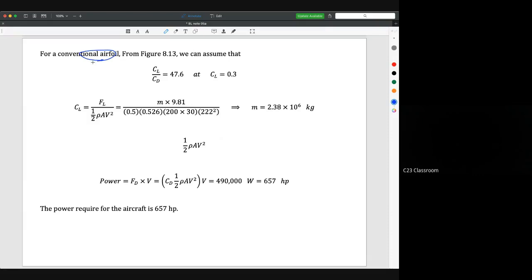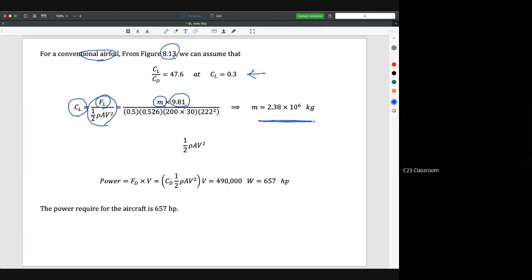From figure 8.13, we could assume that CD over CL is 47.6 and the lift coefficient CL is 0.3. Then we could calculate the mass by equating the CL here, 0.3, with the lift force over 1/2 rho A U squared that we have. The lift force can be reflected with the mass times gravity, and then we could calculate the mass, which is 2.38 times 10 to the power of 6 kilograms.